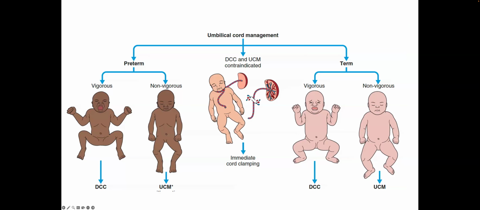So this is a diagrammatic picture of what I was showing, that in a preterm vigorous baby, you can do DCC, whereas in a non-vigorous baby, you can think of umbilical cord milking. But again, the preterm is divided into three categories. So between 35 to 42 weeks, you do cord milking. Between 28 to 35 weeks, you think whether you want to do it or not, and less than 28 weeks, you don't do it.